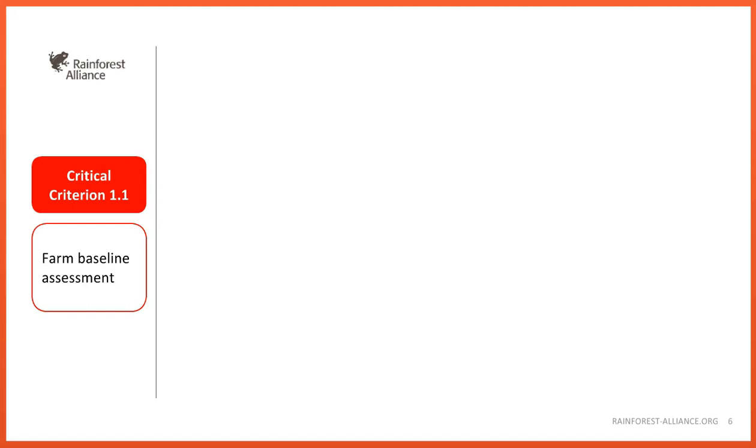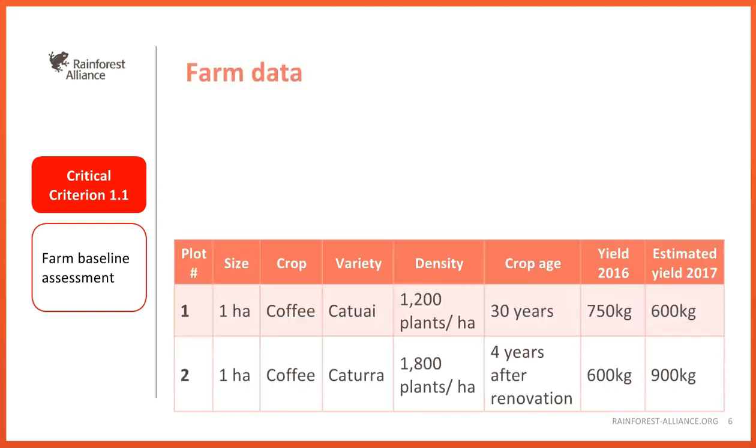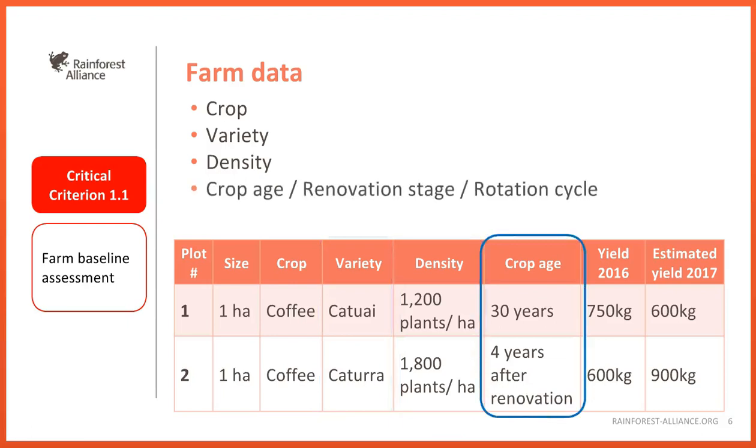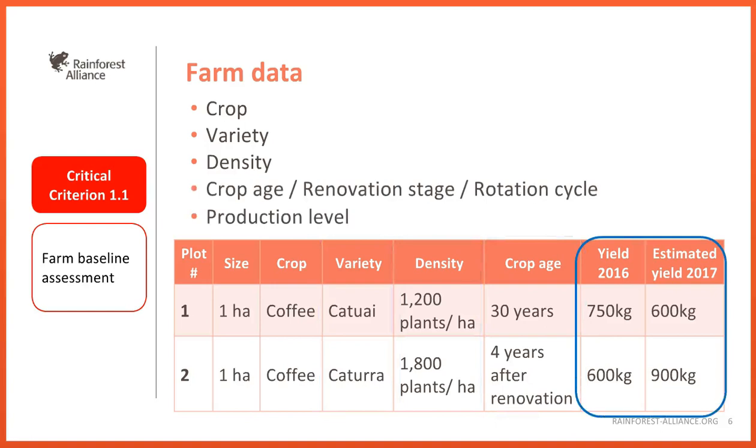To complete a farm baseline assessment, you also need to prepare farm data alongside the map. Here, you can put more detailed information about each plot that you cannot put in the map. The information of each plot should include crop, variety, density, crop age, renovation stage or rotation cycle, and production level. All this information is very important to assess the productivity of your farm and help you to improve productivity.